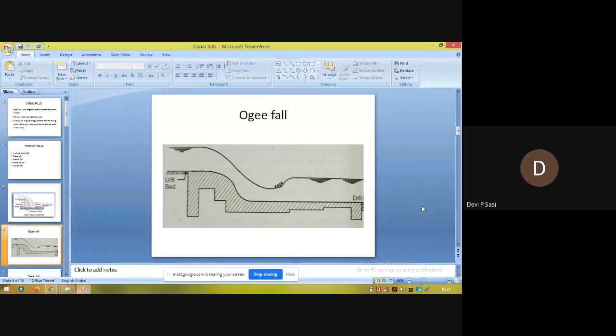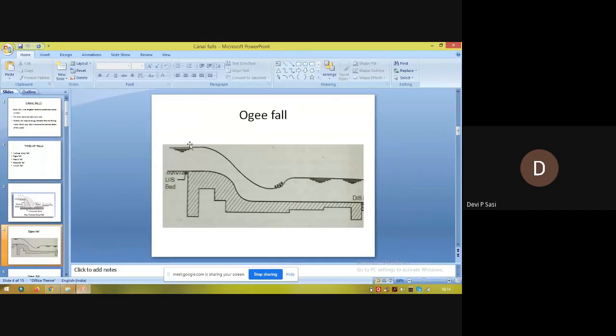Now, the second one is ogee fault. An ogee fault consists of gradual convex as well as concave curves, as you can see in the picture, so as to provide a smooth transition. That is the ogee fault.